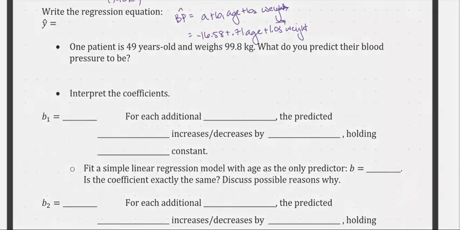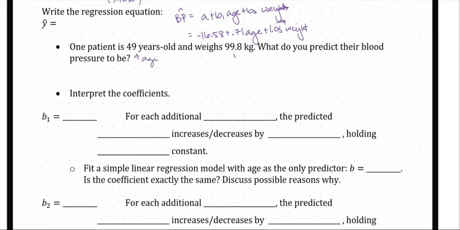Well, the person's actual age is 49, and their actual weight is 99.8. So we're asking what is their predicted blood pressure. So what is y hat when age is 49 and weight is 99.8? So the predicted blood pressure is negative 16.58 plus 0.71 times 49 plus 1.03 times 99.8.